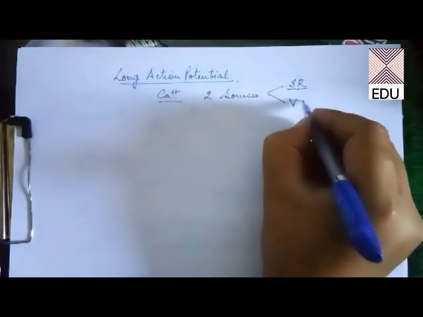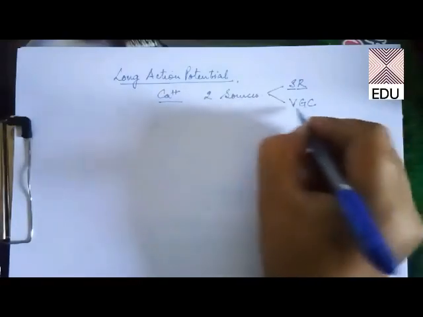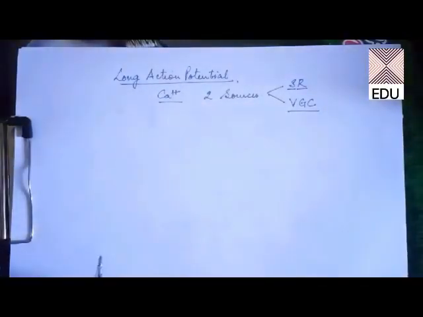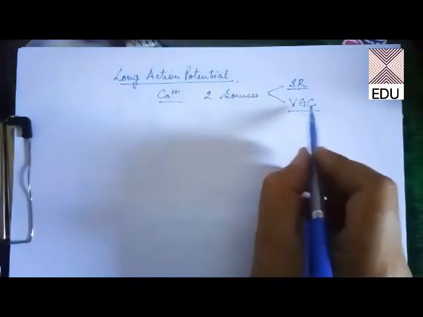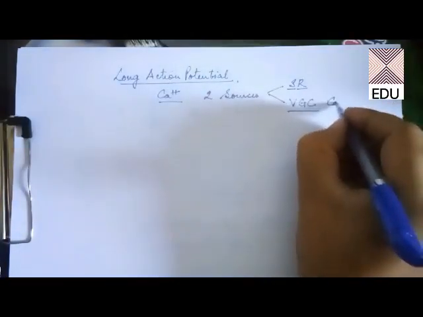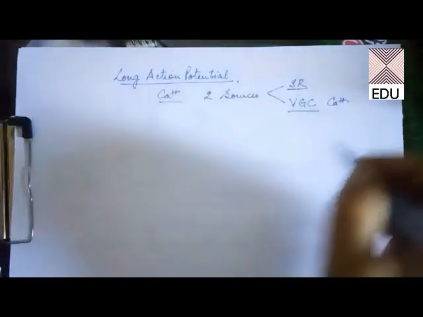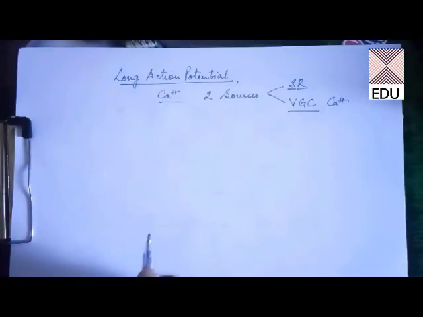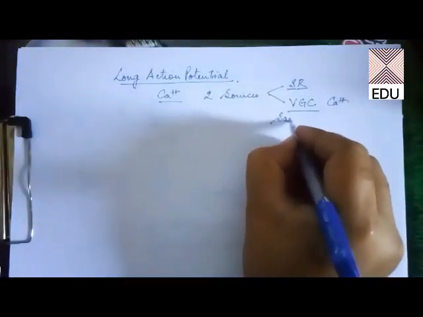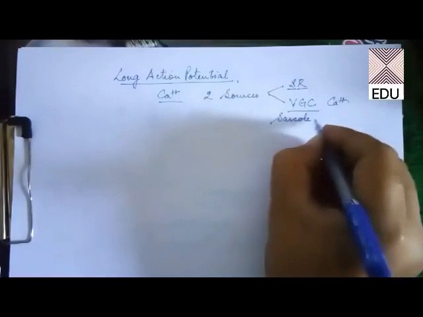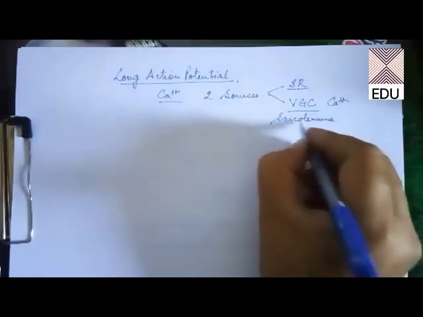So these are the voltage gated channels. These are the specific voltage gated channels for calcium ions, and these are present in the sarcolemma, meaning the membrane of the cardiac muscle cells.